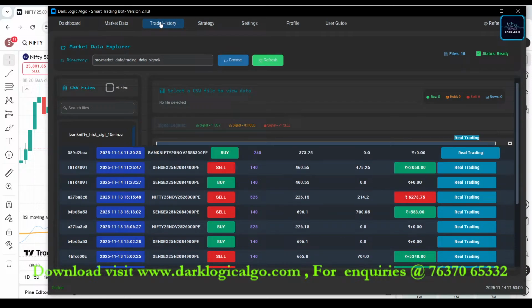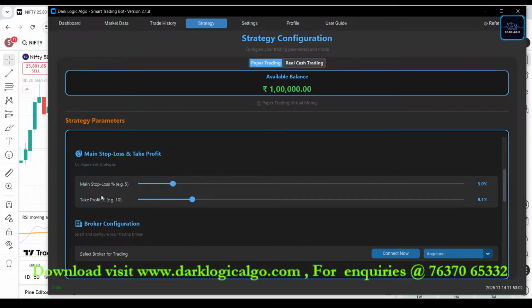Realistic means your risk-reward should be nearly 1:1.5 or 1:2. Like if you keep your risk, your stop loss, at 3%, your take profit should be above 5%. That's how your overall performance and profit will be, and you will be profitable.